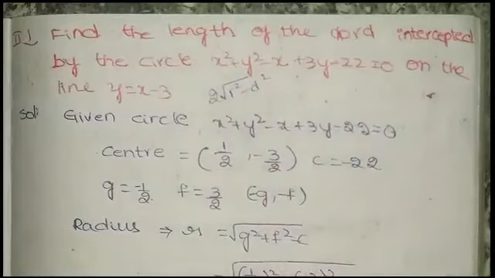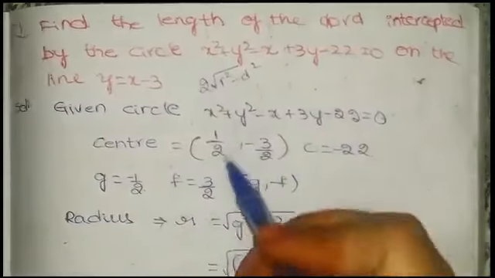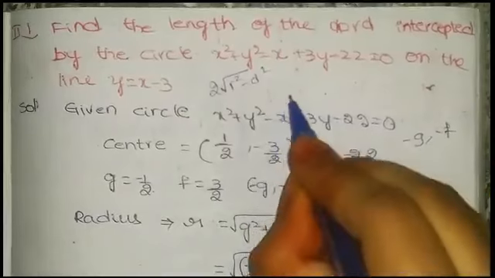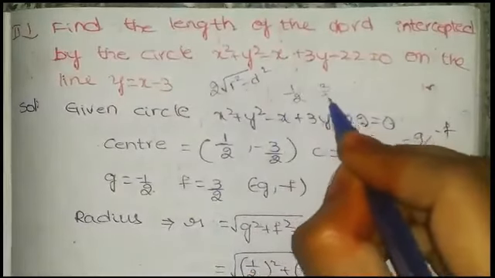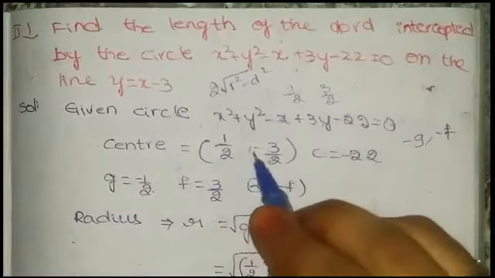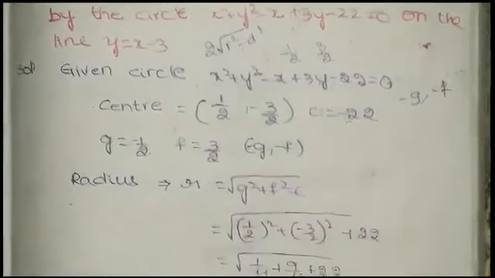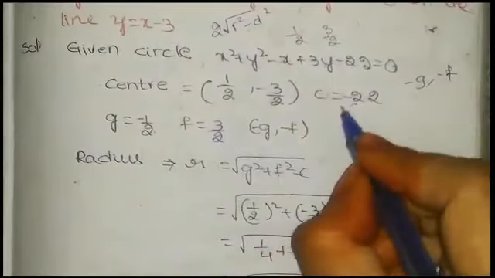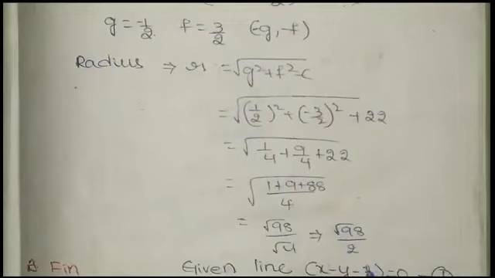So to find r square and d square, first of all write the given circle. The center formula is minus g comma minus f. Here g value is minus 1 by 2, f value is 3 by 2. So minus into minus is plus: 1 by 2 comma minus 3 by 2. c value is minus 22. So radius is root of g square plus f square minus c. Substituting g, f and c equal to minus 22, we will get root 98 by 2.